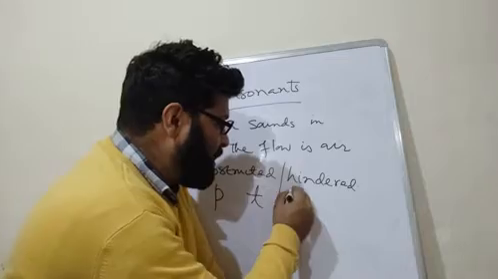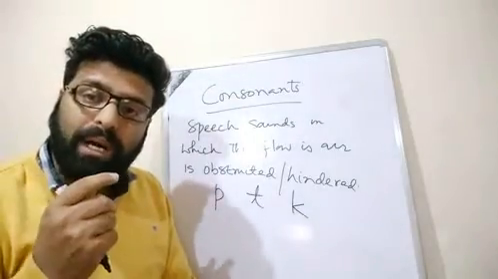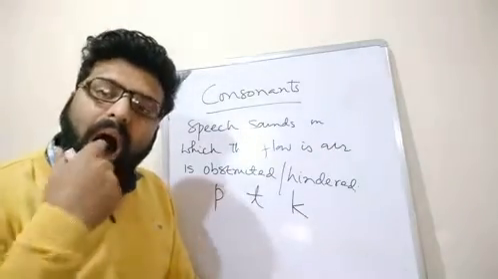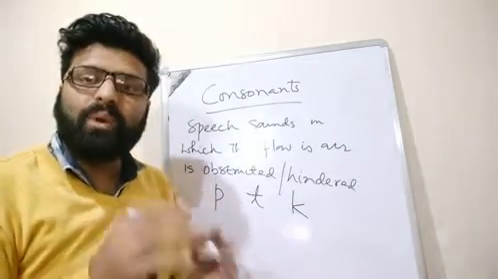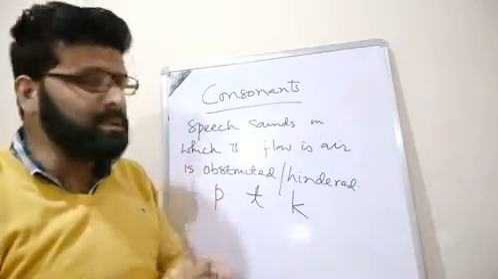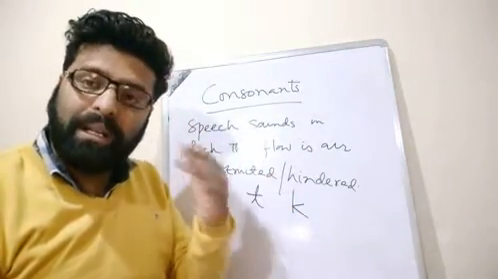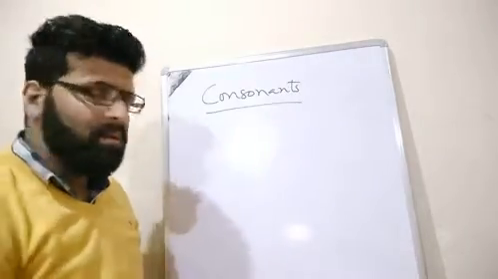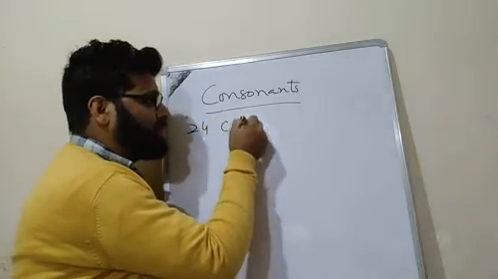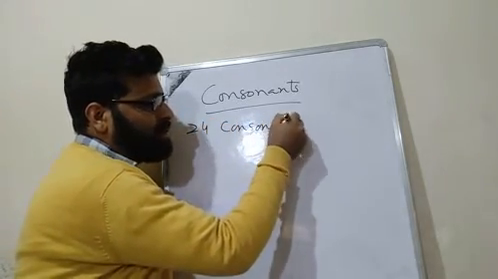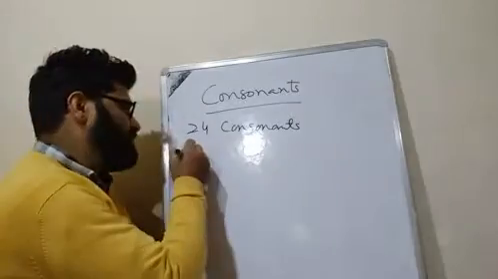Or when we say K, in this sound the flow of air is stopped by the back of the tongue and the soft palate that we call velum. So what are consonants? Consonants are those speech sounds in which the flow of air is obstructed, is hindered or stopped by any part of our mouth. Dear students, in English language we have 24 consonants or consonant sounds. Let us see what those sounds are. Let us see the symbols.